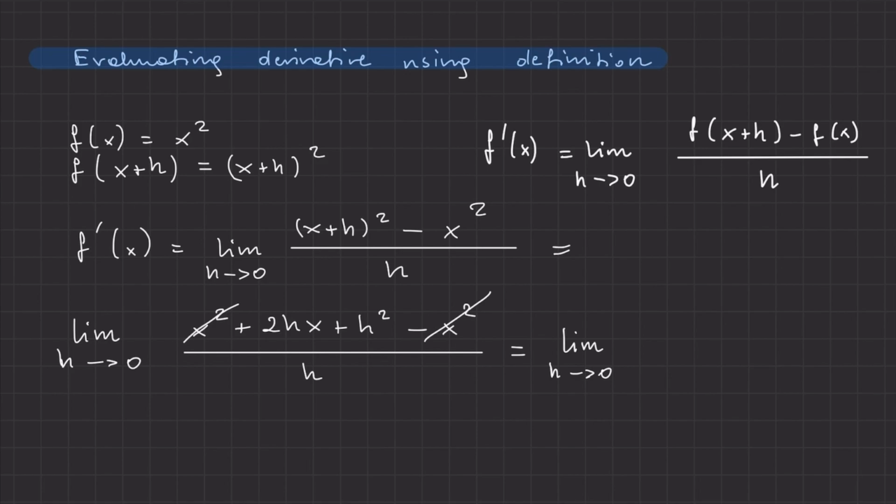and we have 2x plus h. h is 0, so it leaves us with 2x. And this is our answer. So the derivative of x squared equals 2x.